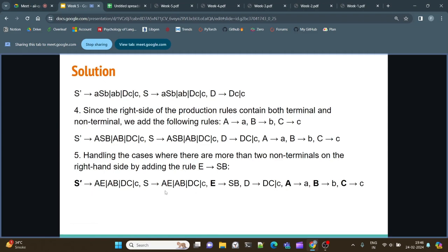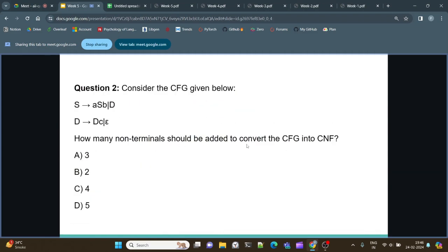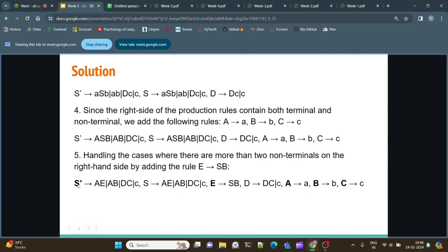So the question was, how many non-terminals did I have to add? One is S dash, another one is E, and A, B, C. So total 5.